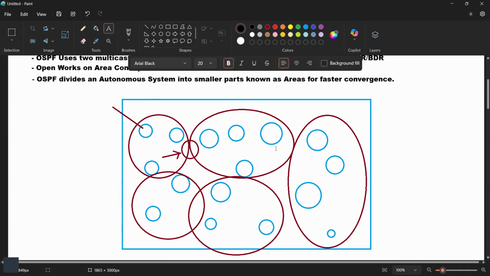This router here, which we generally call the area border router, ABR, will be responsible for providing communication. It will be responsible for bringing all the routes here. So whenever we learn routes, we will learn them through this router. Understood? The router between them is part of both the areas.